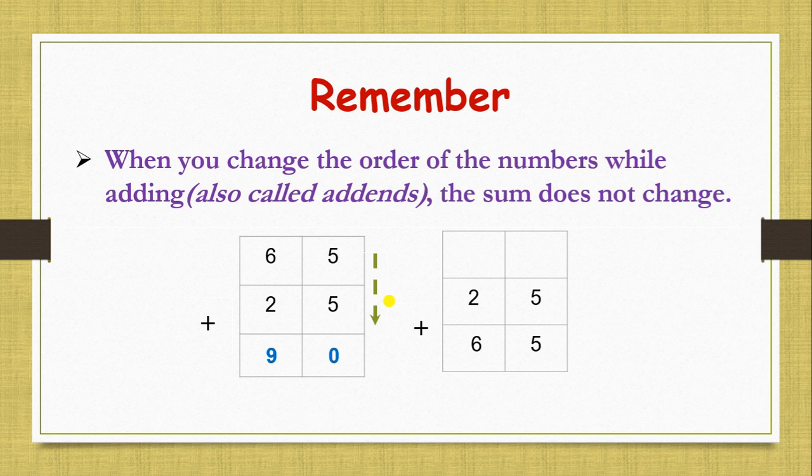Let's change the order. Now we will take 25 at first and 65 at second place. Let's do the addition. 5 plus 5 equals 10. So we will write 0 and 1 will be carried to the next place. So 6 plus 2 plus the 1 which we have carried equals 9. So in both cases the answer is 90. So here we can observe that if we change the order of numbers in addition, the answer remains the same.